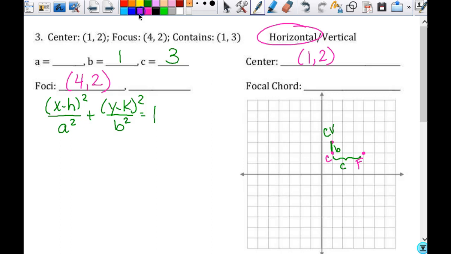Yes. So C squared is equal to A squared minus B squared. Well, C squared is 9. That's equal to A squared minus B squared, which would be 1. So what does A squared equal? A squared is 10, so A is the square root of 10.